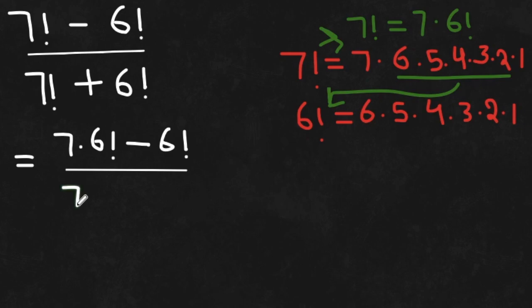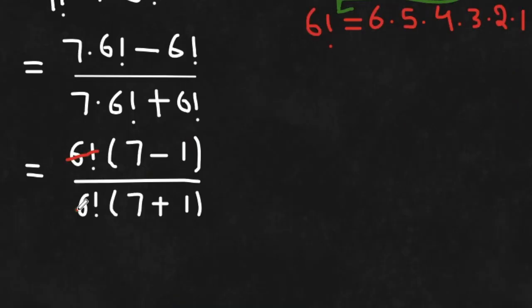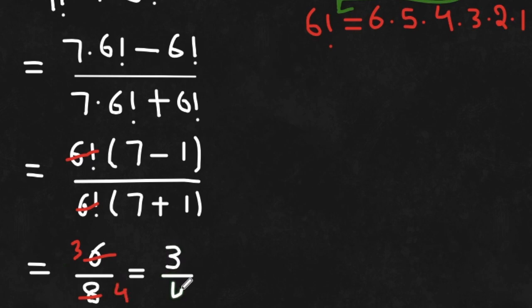Similarly, in the denominator, 7 into 6 factorial plus 6 factorial. Now take 6 factorial common from the numerator. We get 7 minus 1, and in the denominator we also have 6 factorial common. We are left with 7 plus 1. Cancel out 6 factorial with 6 factorial. 7 minus 1 is 6. 7 plus 1 is 8. Simplify with the two table, we get 3 by 4.